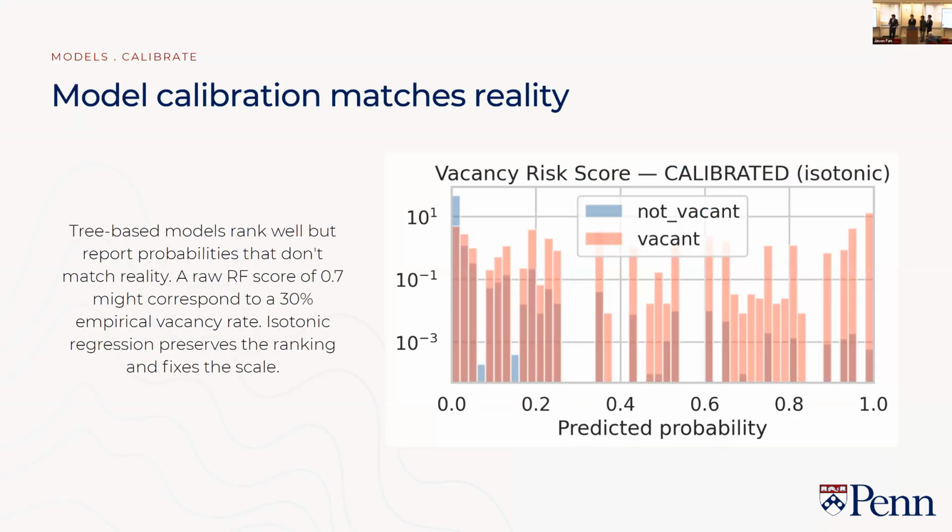We also calibrated the model. Tree-based models are really good at ranking, but their probability output actually isn't based on the reality on the ground. So if you see something like a 0.7 from a random forest model, that actually doesn't mean a 70% chance of something being vacant on the ground. So by calibrating through isotonic regression, we can make sure this is more useful for the field officers who are going there in person, to actually know the chance of something being vacant.